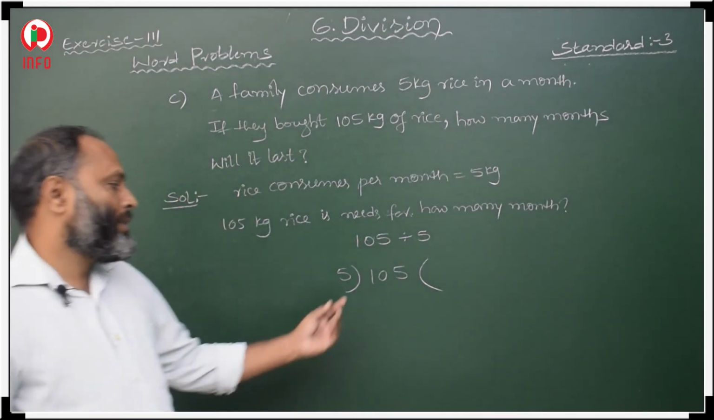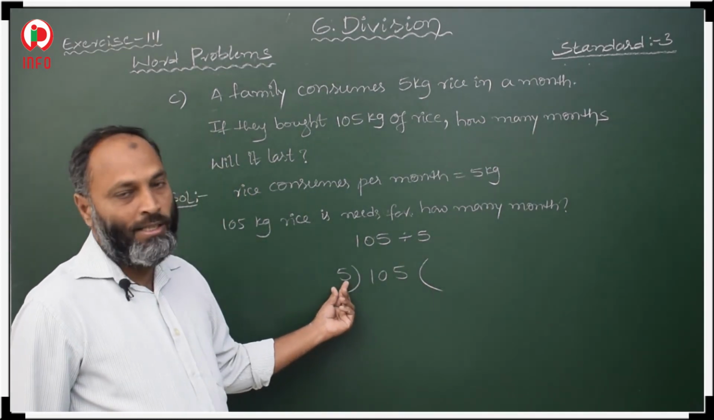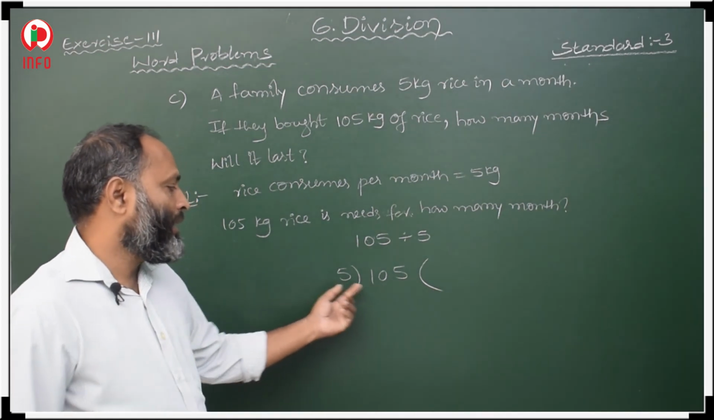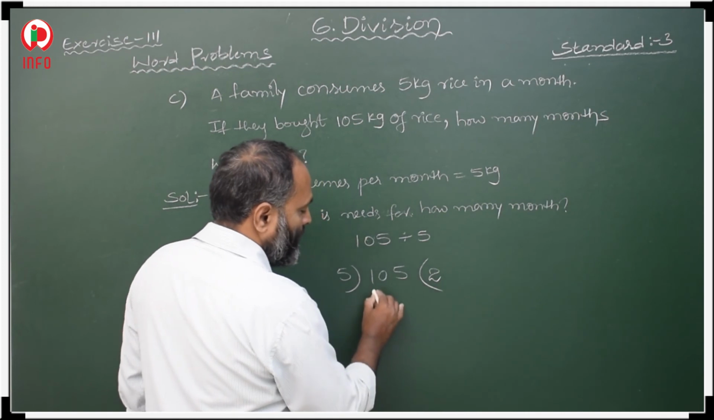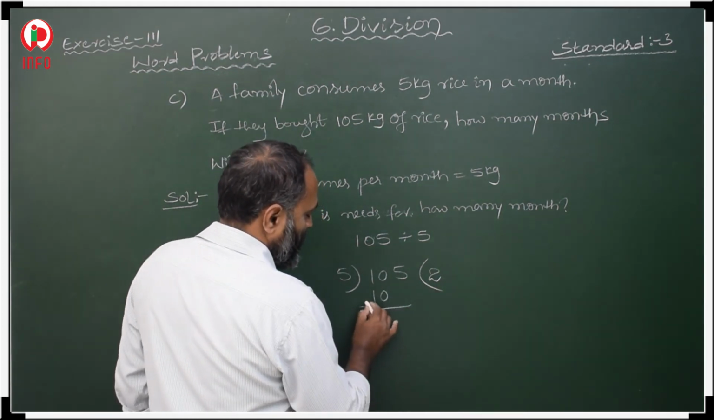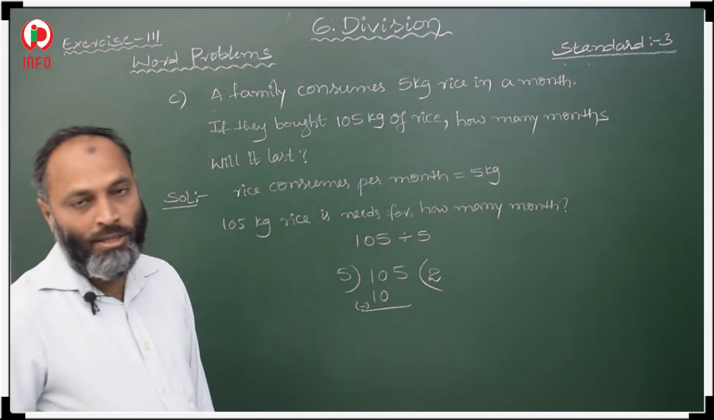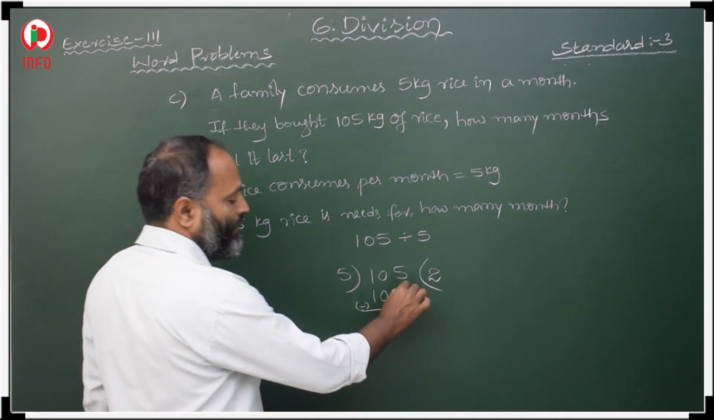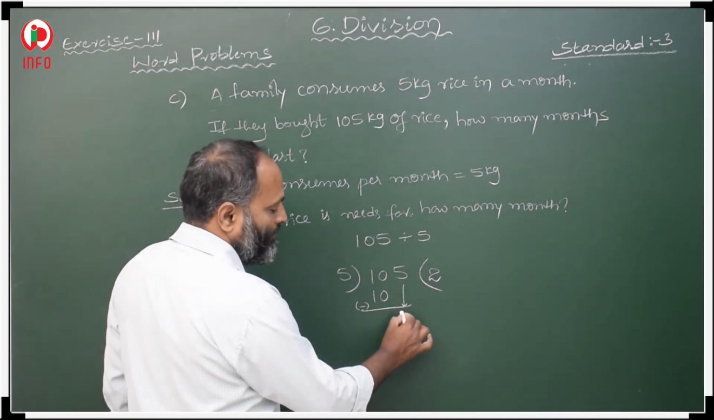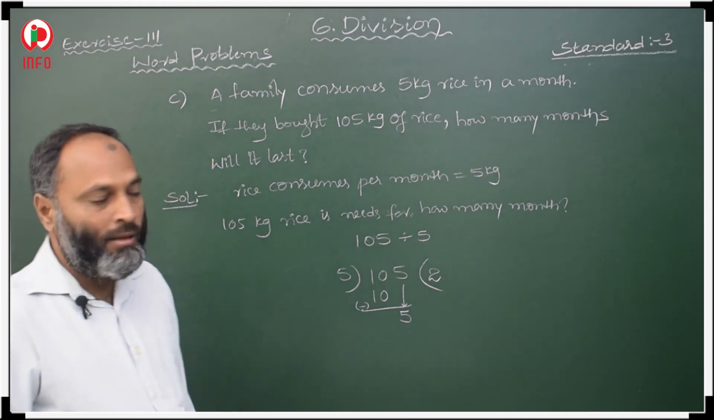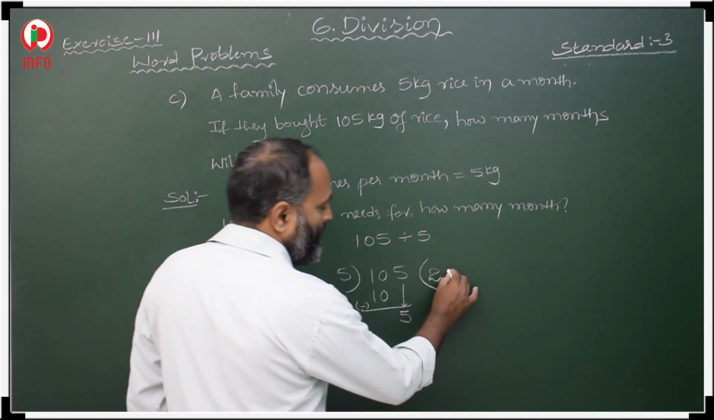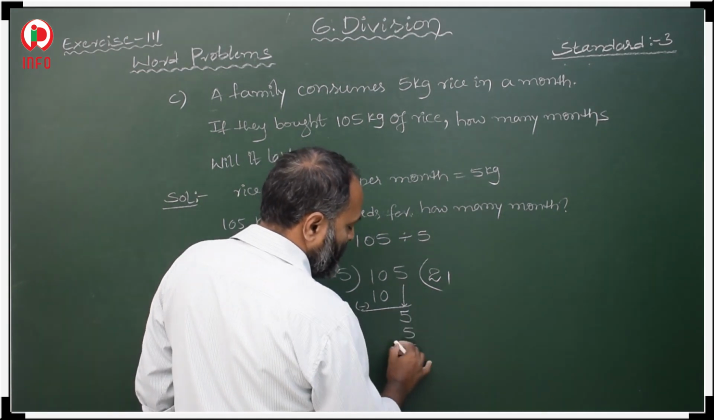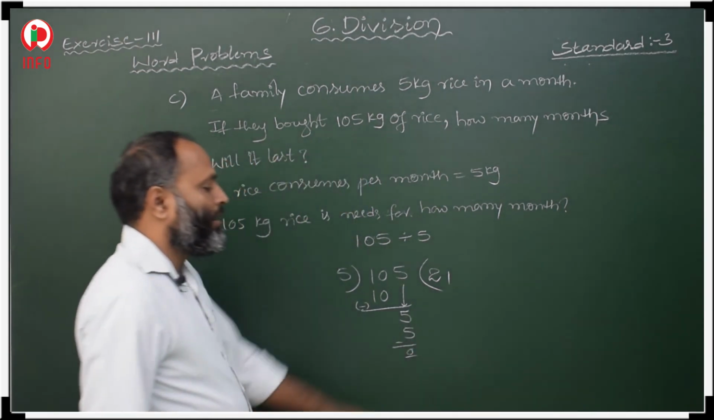Now this 1 is smaller than this divisor, so you take 10. In the 5 table, when you will get 10: 5 2s are 10. Then 10 minus 10 is 0, no need to take that 0. Then after that, the very next place we have to take, that is the ones place. In the 5 table, 5 1s are 5, 5 minus 5 is 0, then 21.